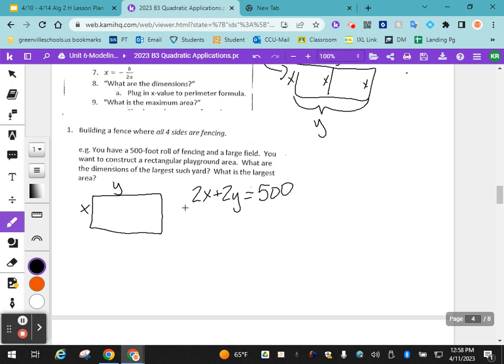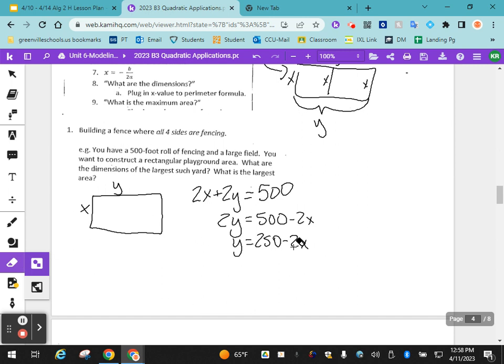I'm going to subtract over 2x, so 2y equals... and then divide everything by 2. So that'd be 250 minus 2x.